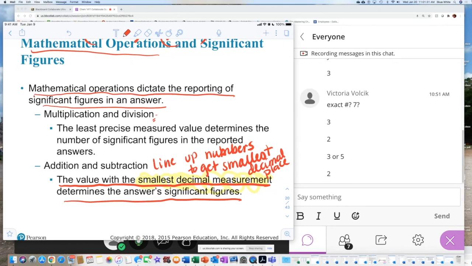Are we going to line up anything in multiplying and dividing? No, we won't line up. So here I say no line up. With adding and subtracting, we line up.